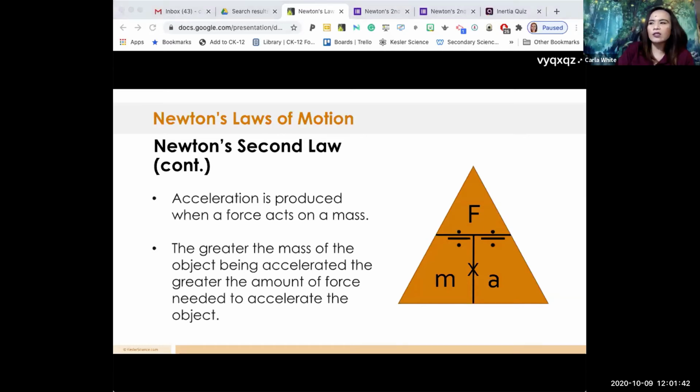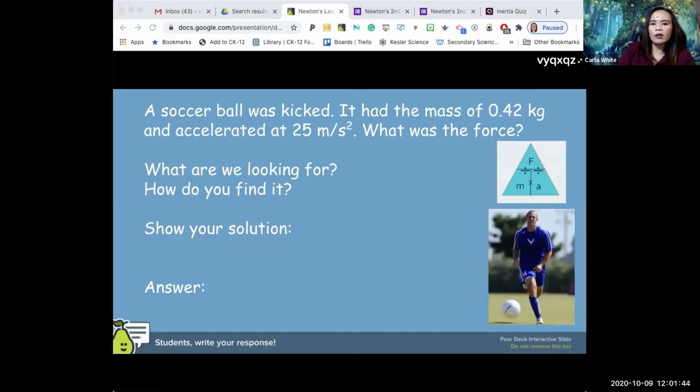Well, let's practice though, just to apply this triangle for us. So in this problem, here's a scenario. Someone kicked the soccer ball, and that soccer ball has a mass of 0.42 kilograms. And it starts moving at an acceleration of 25 meters per second squared. What was the force? So my first question is, what are we looking for? Okay, so just write down number 1, what are we looking for?